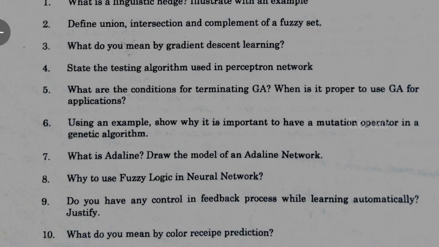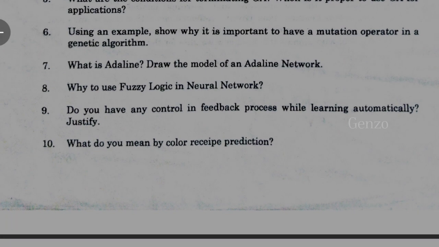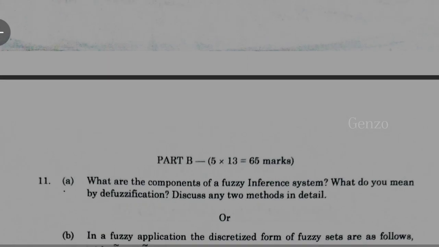7. What is Adaline? Draw the model of an Adaline network. 8. Why use fuzzy logic in neural network? 9. Do you have any control in feedback process while learning automatically? Justify. 10. What do you mean by color recipe prediction?